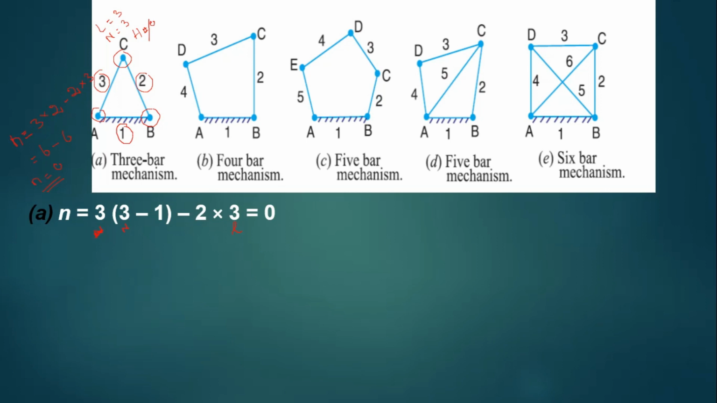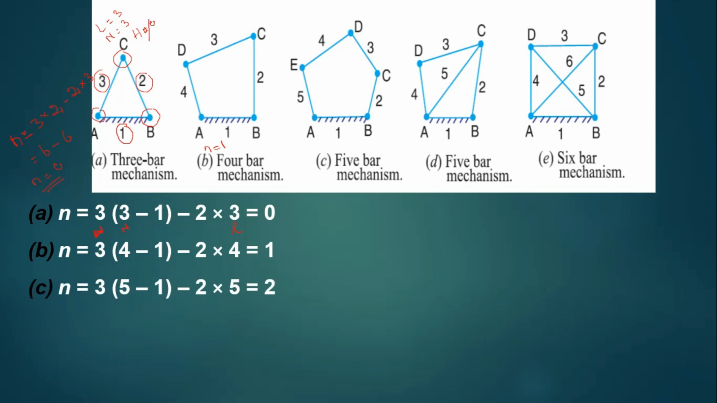Okay. Let us take the second example. Let us solve the second example. Second example, already we know that it is a 4 bar mechanism. So, n which is equal to 1. It is a constrained mechanism, right. So, what about third? Third, 5 links are there, already we discussed in our previous slides. So, n which is equal to 2, right. So, this is a structure and this is a constraint and this is an unconstrained mechanism.